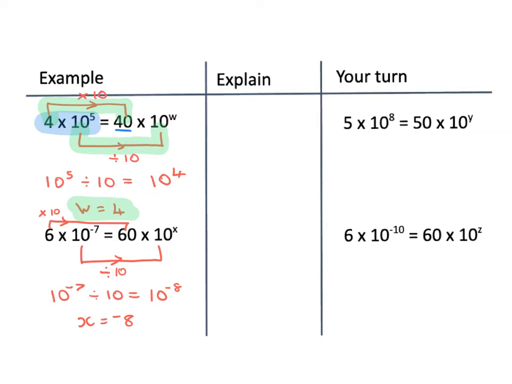So, in the same way as before, you can see that the 6 has become 60. It's been multiplied by 10. If that's the only thing we did, the right-hand side would now be 10 times bigger than the left-hand side, which can't be true because there's an equal sign between the two. Therefore, to compensate, the power of 10 has to be divided by 10. Now, 10 to the power of negative 7 divided by 10 is 10 to the power of negative 8. Therefore, x equals negative 8.